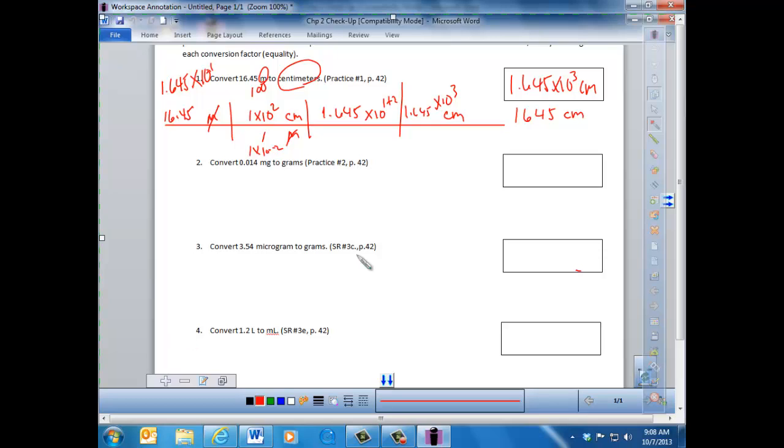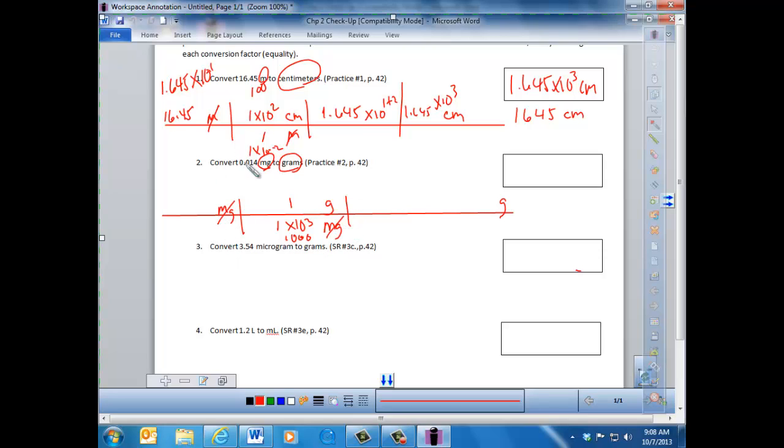Okay. But here again, number 2, same deal. We draw this straight line here, and we're going to take the unit that we're given, which is milligrams, and convert it to the unit we're looking for, which is grams. So our conversion factor will be grams over milligrams, and it's 1 gram per 1,000 milligrams, which is 10 to the 3. 10 to the 3 is 1,000, right?